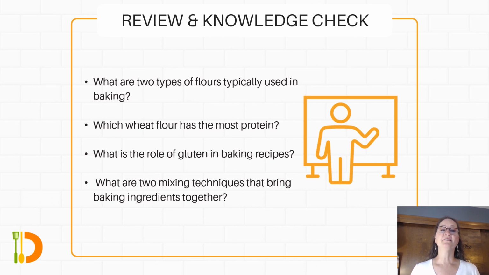Which flour has the most protein? Whole wheat conventional flour and some of your nut flours, such as the coconut that we mentioned. Good. What is the role of gluten in baking recipes? Gluten provides that elasticity. And 1 or 2 mixing techniques that bring baking ingredients together. We just discussed them. We had the muffin method, kneading for bread. We had the biscuit method, the creaming method, and the straight method.